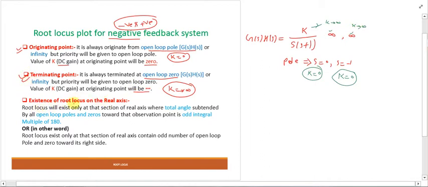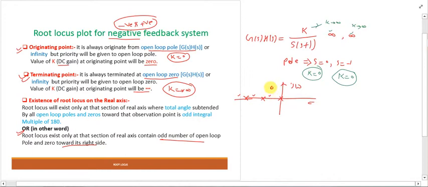Now, existence of root locus on the real axis. On the real axis, if this is the real axis, like sigma plus j omega, and these are the poles and zeros, root locus exists here or here or here. The existence of root locus is always where there is an odd number of open loop poles and zeros towards the right side.